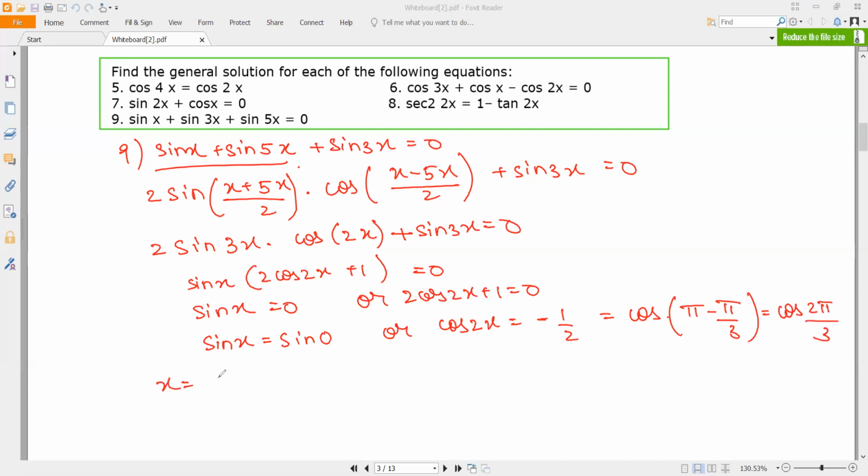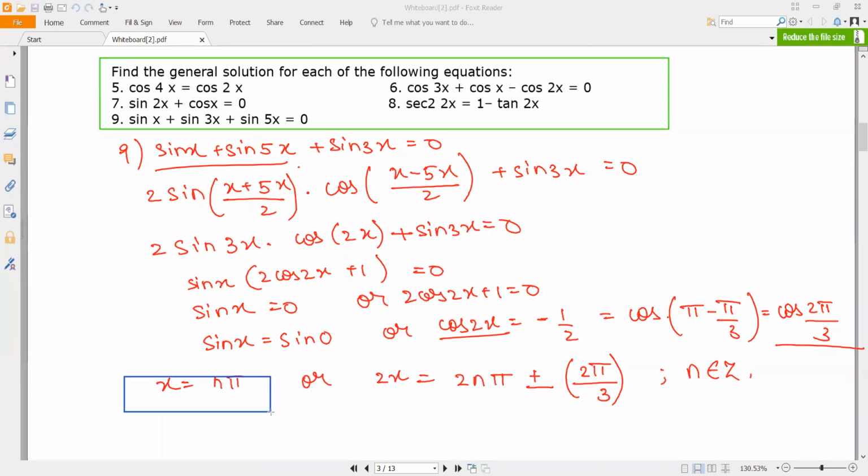For sine, x is given by the general form n pi plus minus 1 to the power n into y, and y is 0, so the second term will be cancelled. Or 2x from here will be equal to the general form, considering this as y: 2n pi plus minus 2 pi upon 3, where n belongs to Z. So these are the values of your x.